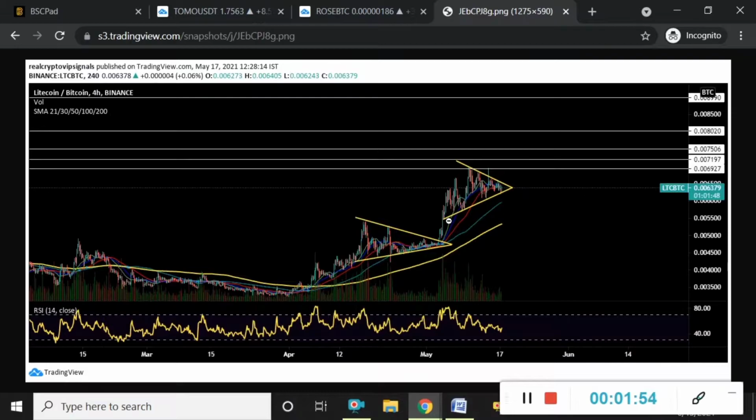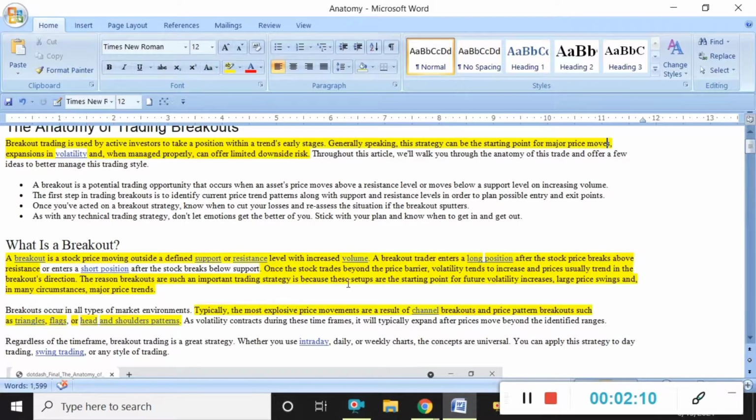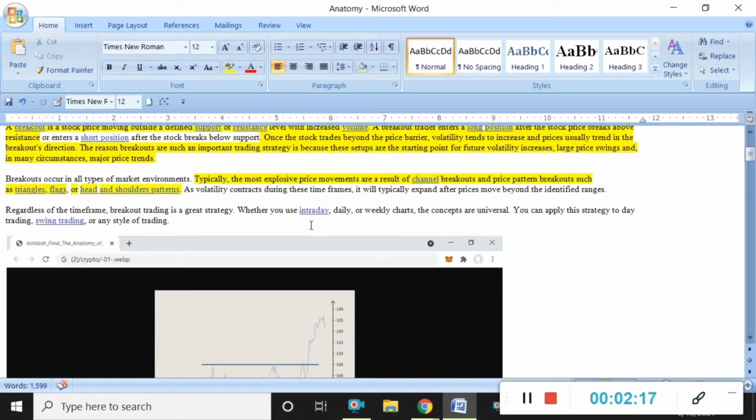As a side note, you can put your stop loss beneath the upper trend line or maybe somewhere in the triangle itself. You need to give yourself enough room so that you don't get stopped out early. Typically, the most explosive price movements are a result of channel breakouts and price pattern breakouts, such as triangles, flags, or head and shoulders patterns. Again, these patterns are my favorite. I like to see these patterns. I like to trade these breakouts. It's very easy with less risk involved.